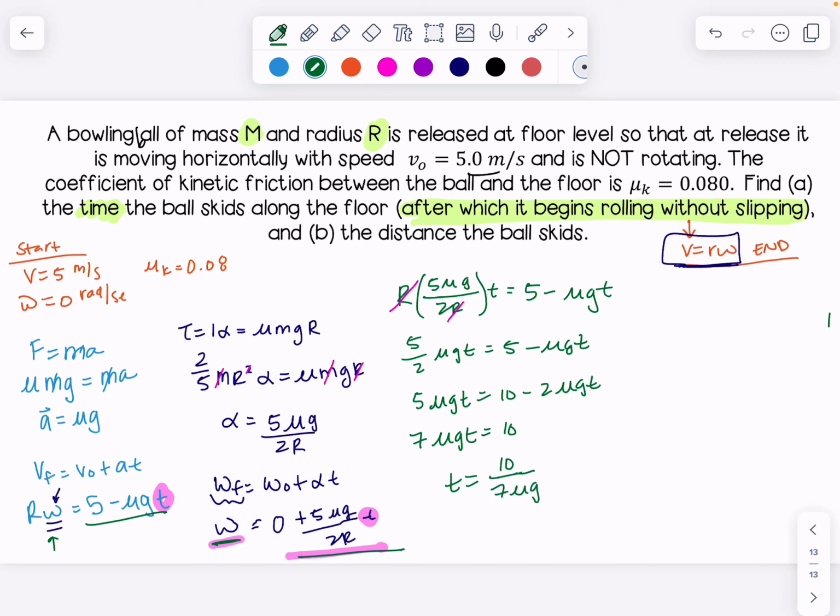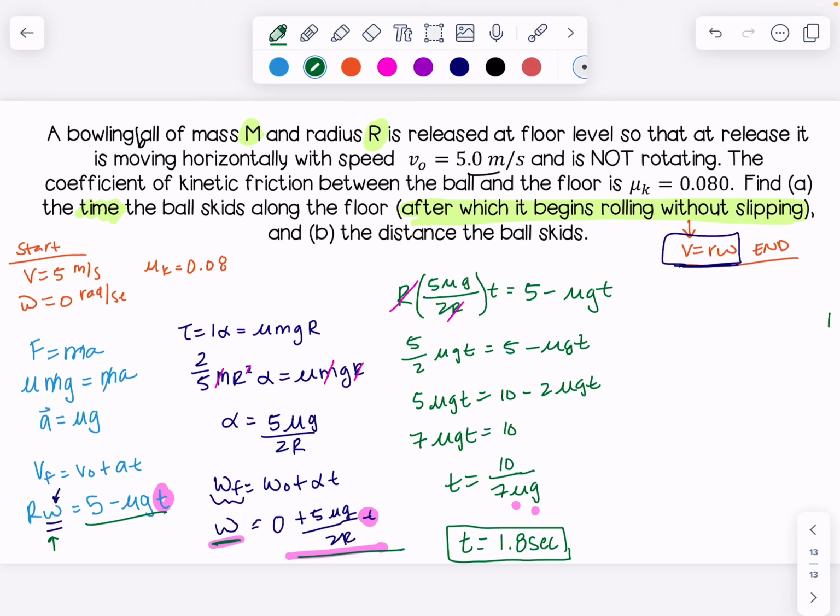And at this point, I have all of this information. Mu is given. I know what g is. And if we plug all of this in, we get that our time is approximately 1.8 seconds. So we were able to tackle this by understanding what our initial constraints were, what our final constraint is, so understanding what it means to be slipping and not, and it's not slipping when this statement is true. And then I looked at it through the scope of translation and the scope of rotation, and I was able to put those two kinematic equations together in order to solve for my time.